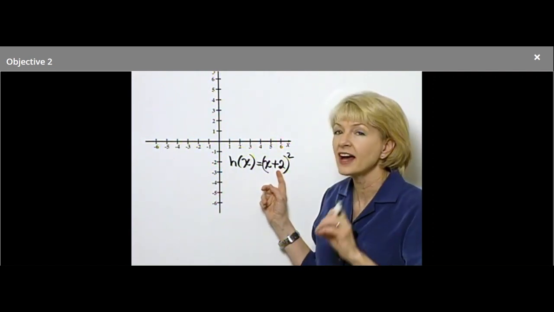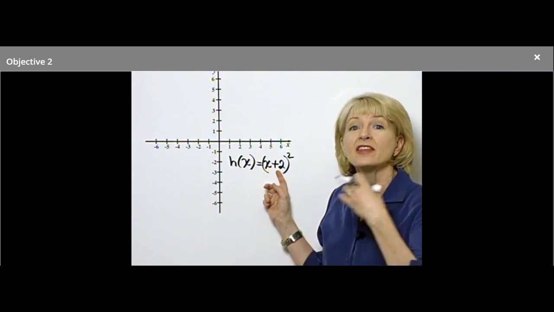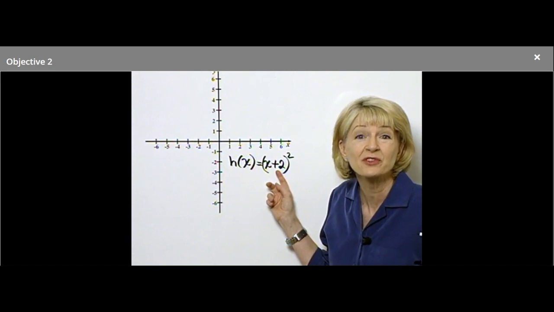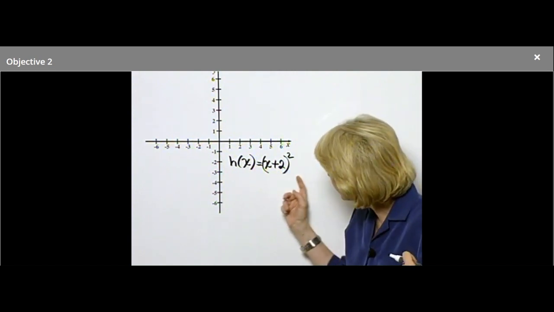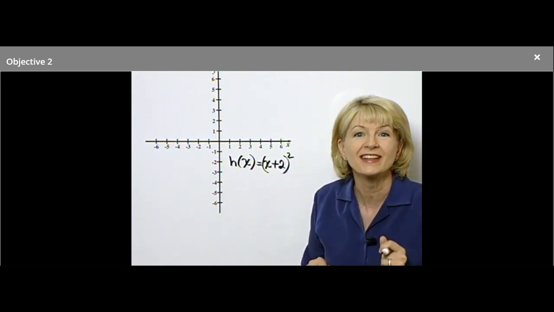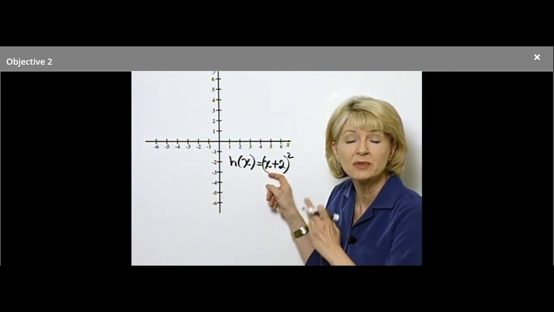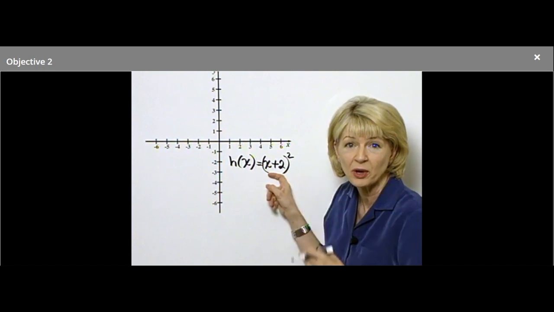Notice here, this is not x squared and then plus 2. The plus 2 is not tacked on after the squared variable. Here, it's part of what is being squared. So this does represent a movement to the left or to the right.